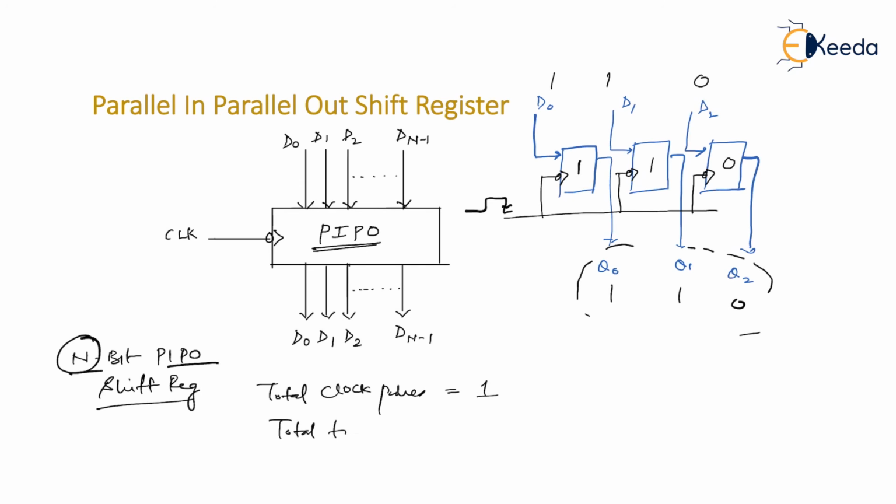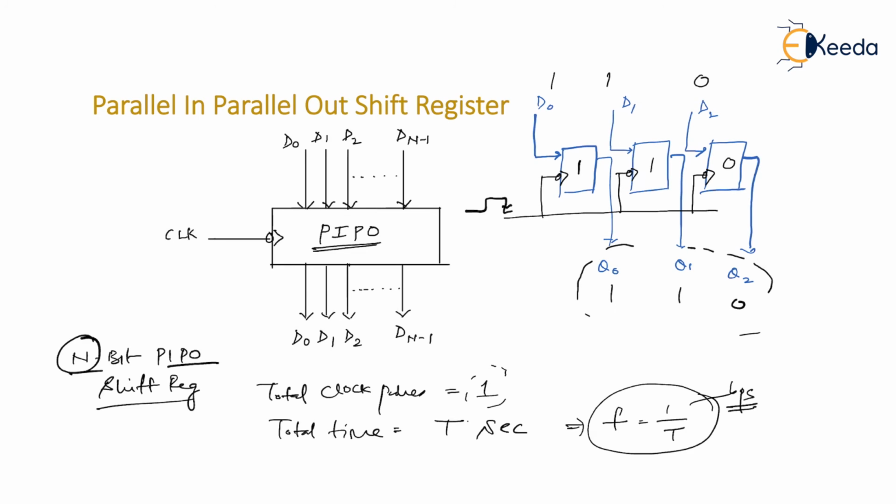And the total time is, you require only one clock pulse, so it is just t seconds. Or if someone asks you what is the frequency of operation, you can say it is 1 upon t. Of course, the unit is bits per second. I hope you understood this. It is very easy. If you compare this parallel in parallel out shift register with the other ones, you will understand that it is considered the fastest shift register, isn't it? Because it requires only one clock pulse.